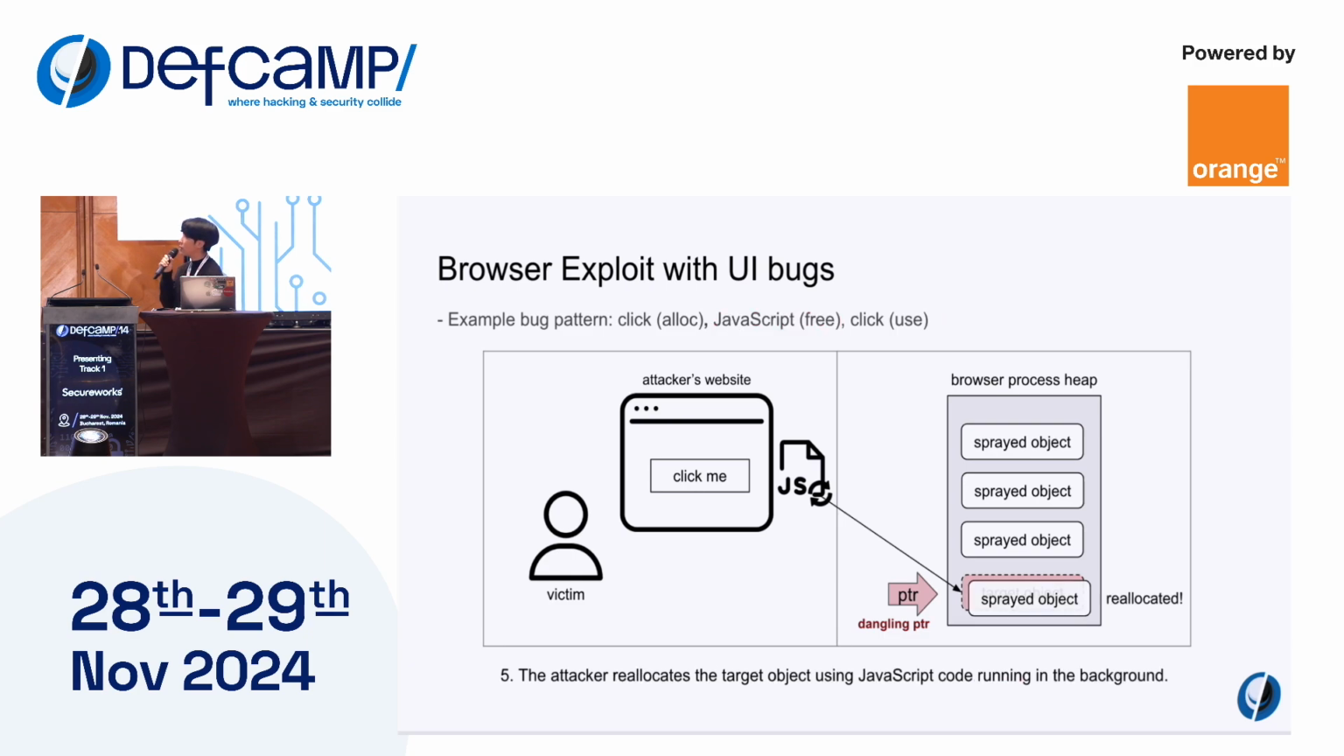And next, the attacker reallocates the target object as a sprayed object using the JavaScript code that has been running from the beginning, constantly creating numerous sprayed objects. This is why the attacker starts the JavaScript as soon as the victim opens the website. Since the attacker doesn't know exactly when the target object will be freed, they keep executing the code repeatedly until the target object is reallocated. The attacker can fill the sprayed object with their own data, and the dangling pointer will now point to that object containing the attacker's desired input.